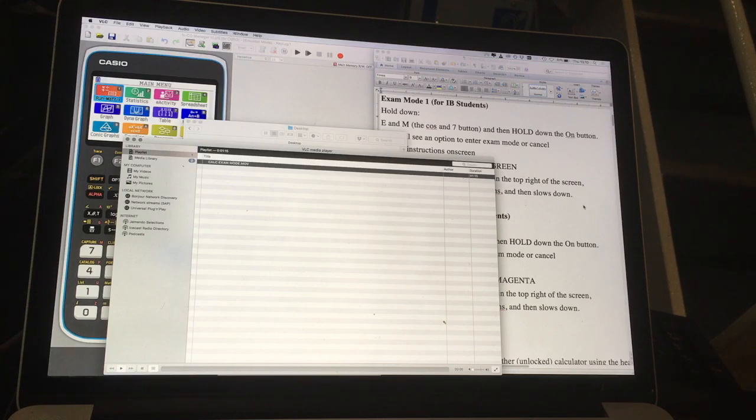So put it in exam mode right before you go in, 20 minutes before you go in the exam, an hour before you go in, whatever, do it, and then it will be fine. Okay, anyway, back to how it actually works then.